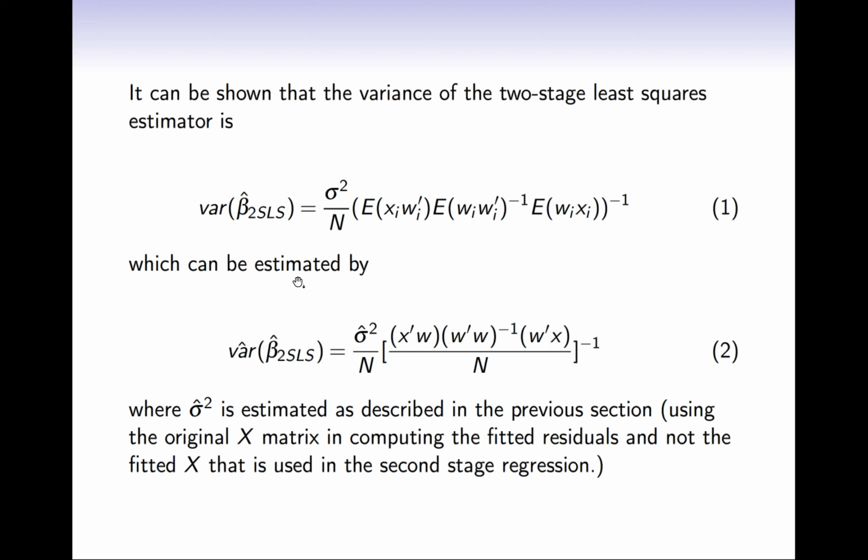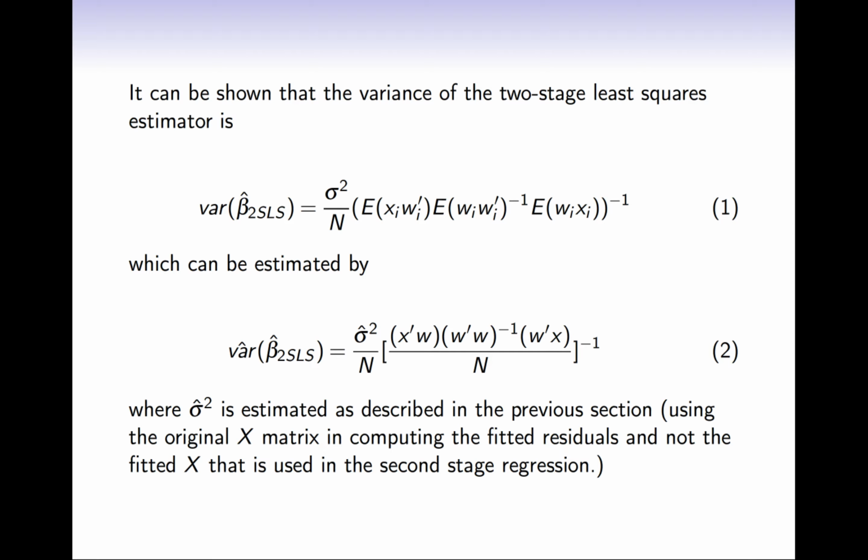Okay, now this takes a little bit of work, but you can show that the variance of the two-stage least squares estimator has this form. This is actually the same thing we had before. And if you want to report standard errors, you can do it this way. This is actually the same formula as I showed you before. Before we had the root n out here, and so you didn't have the n here, but it's basically the same formula.